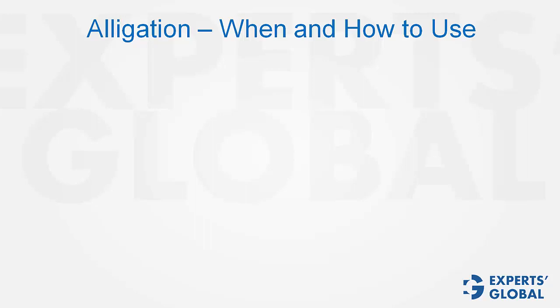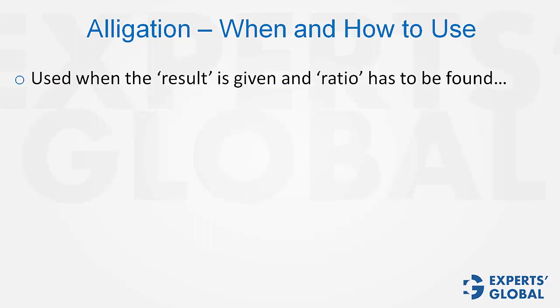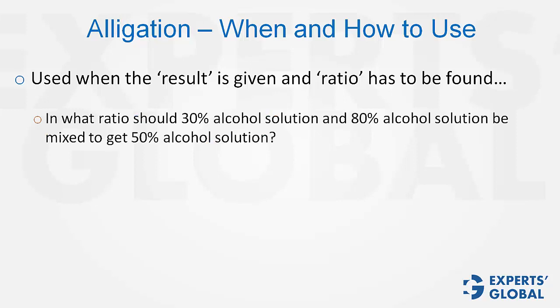A short video on the concept of alligation. This is used when the result is given and the ratio has to be found. For example, in what ratio should 30% and 80% alcohol solution be mixed to get 50% alcohol solution?